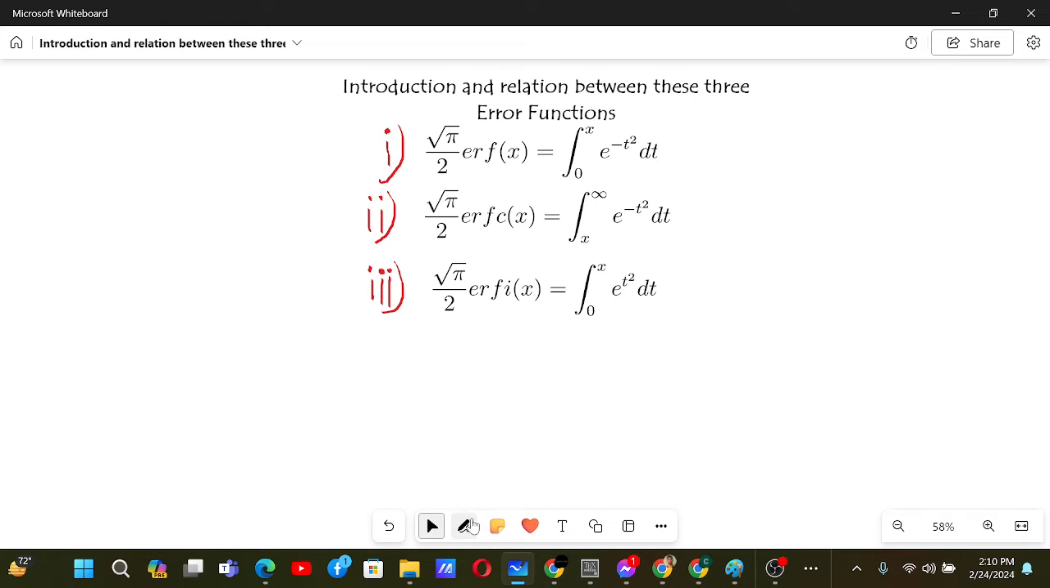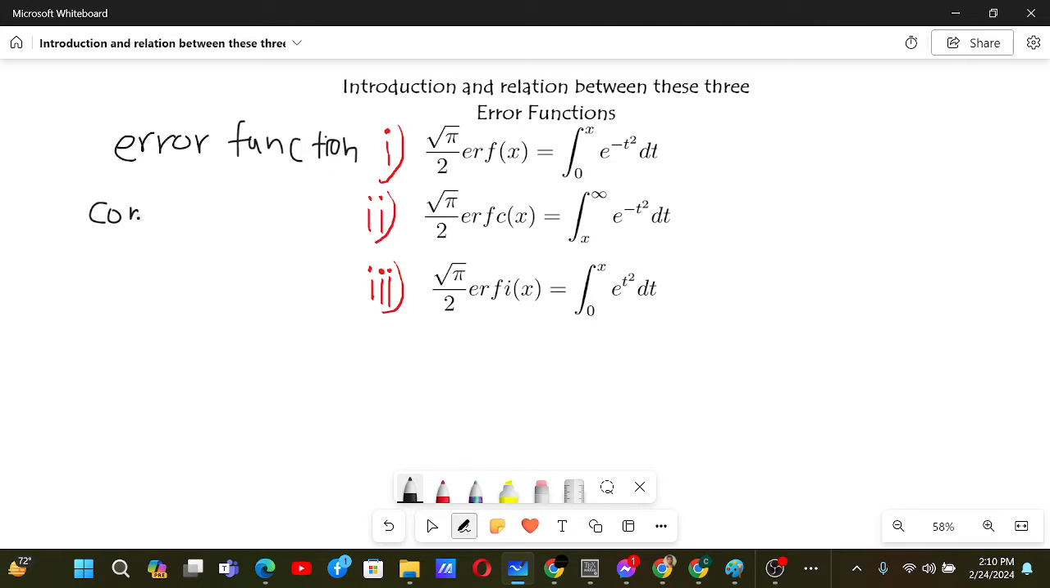Introduction and relation between these three error functions. So basically here I have three error functions. This is just the error function. First one is the normal error function. Second one is known as complementary error function, because that's just the complement to the first one. First is from 0 to x and this is from x to infinity.